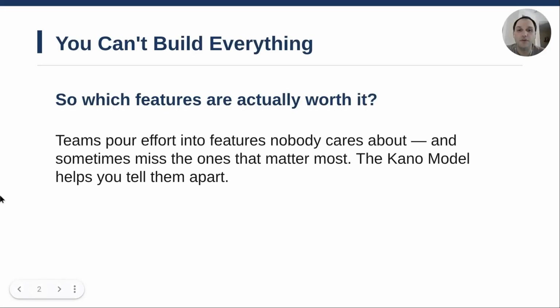Here's a trap almost every product runs into. You can't build everything, so you have to choose. And teams constantly choose wrong. They pour months of effort into features nobody really cares about, while overlooking the ones that would have mattered most. The Kano model gives you a structured way to tell those apart, so your effort goes where it actually counts.